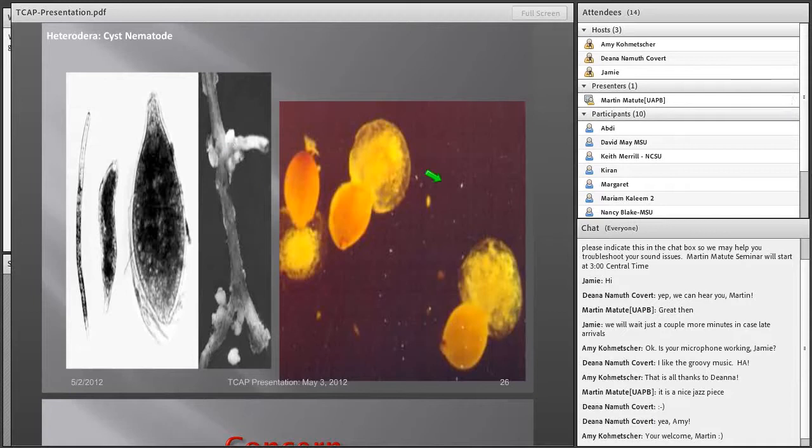Now here, this is a Heterodera female. This yellowish part we are seeing here is an egg mass or an egg sac. Once the eggs are produced in the female, this is where they mature. Later on this egg sac is going to explode, and all of the eggs it contains, sometimes hundreds or thousands of eggs, are going to be released into the environment, and then they will hatch, and the cycle will continue.